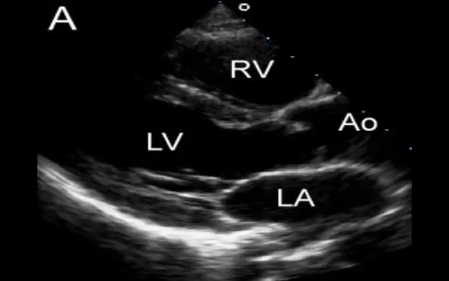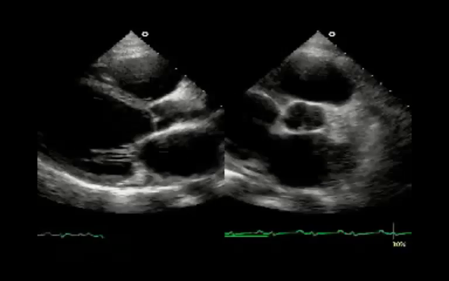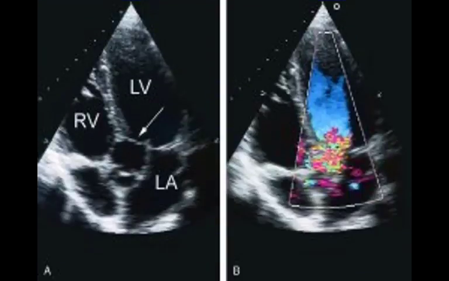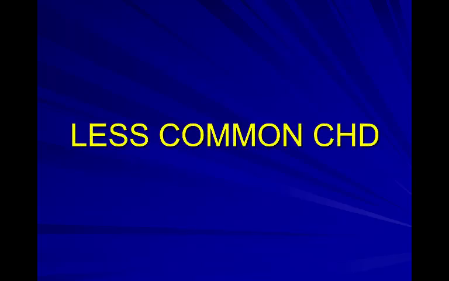That's an example of the echo of aortic stenosis showing systolic doming of the aortic valve. Another example showing systolic doming of a bicuspid aortic valve. That's a subaortic ridge or subaortic membrane seen by 2D echo, and the right panel shows turbulent flow in the aorta due to the subaortic membrane.